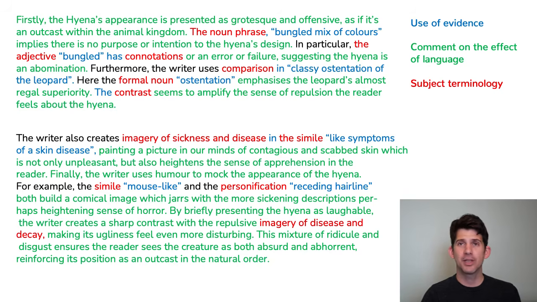For example, the simile "mouse-like" and the personification "receding hairline" both build a comical image which jars with the more sickening descriptions, perhaps highlighting the sense of horror. By briefly presenting the hyena as laughable, the writer creates a sharp contrast with the repulsive imagery of disease and decay, making its ugliness even more disgusting. This mixture of ridicule and disgust ensures the reader sees the creature as both absurd and abhorrent, reinforcing its position as an outcast in the natural order.